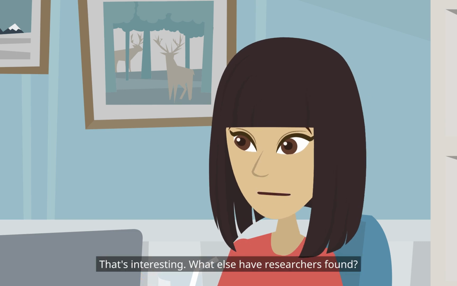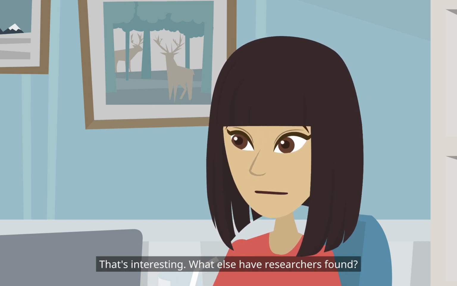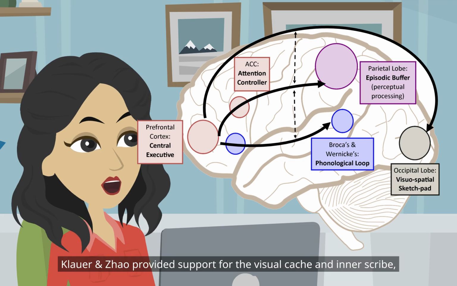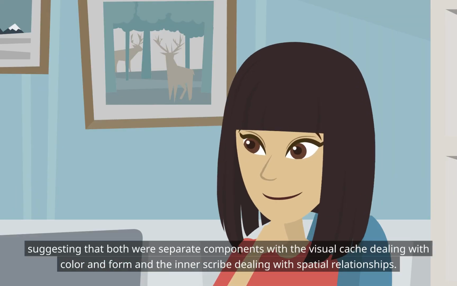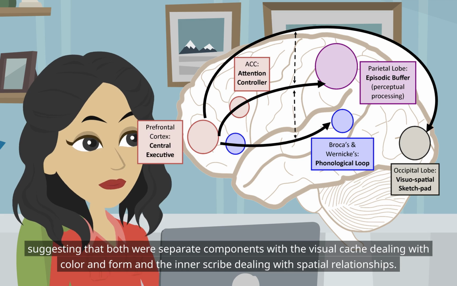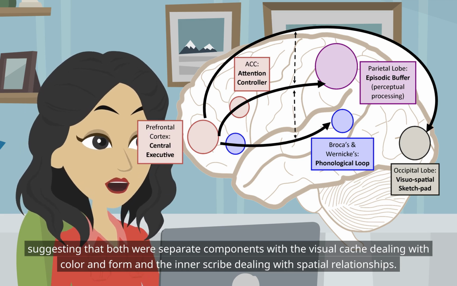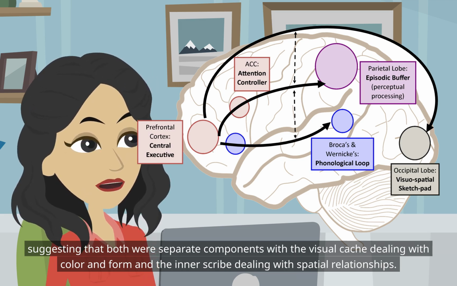That's interesting. What else have researchers found? Clower and Zhao provided support for the visual cache and inner scribe, suggesting that both were separate components, with the visual cache dealing with color and form and the inner scribe dealing with spatial relationships.